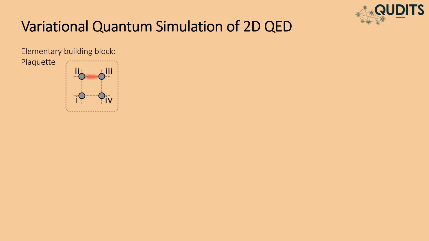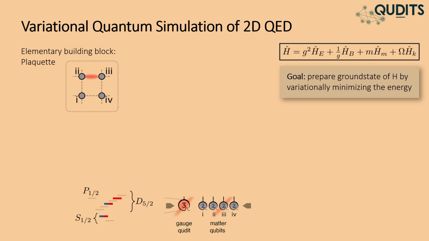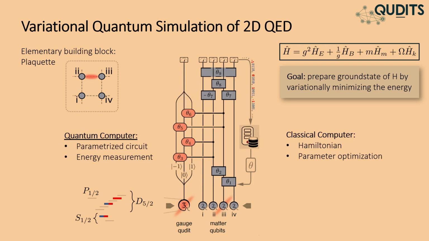Good. The smallest building block for this is now a single plaquette. So you have 4 matter sites and 1 gauge field. We encode this in our trapped ion system here, 1 qudit and 4 qubits in this case. And the goal is now to prepare the ground state of that model for different values of the coupling strength. We do this with a variational method. We heard about that already, so I don't have to say much.